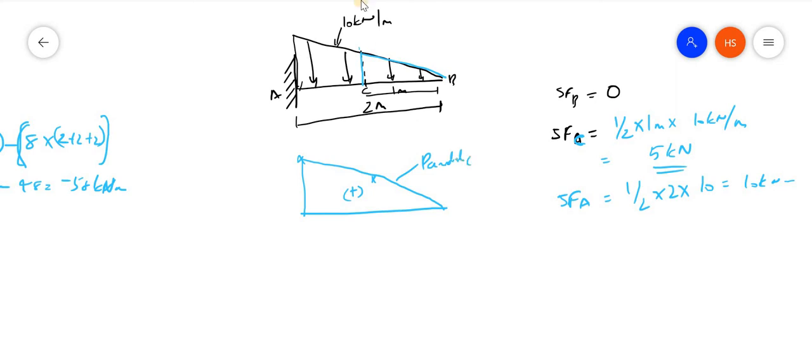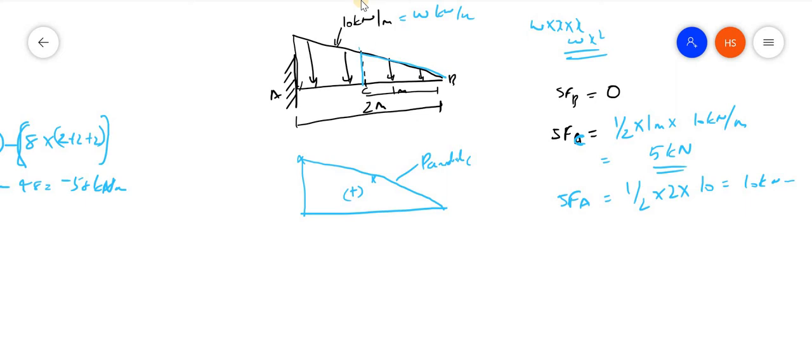For example, instead of that I am taking W kilonewton per meter. Therefore, what will be the force here? It will be half into base into height, that is W into X square. So W into X square is an equation for a parabola. That is the reason why the shear force will be parabolic.